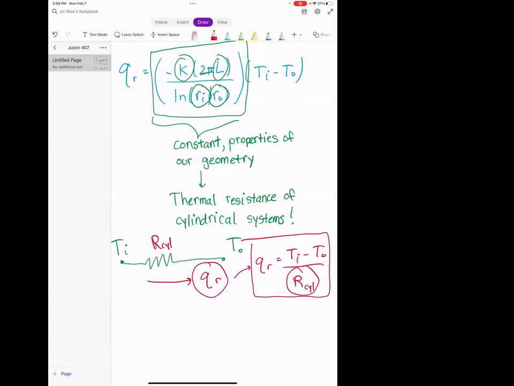If we connect these two concepts, our equation for R cylinder is going to be the inverse of this guy right here. We also have a negative out here, and so we have to apply that negative throughout. I'm going to use that negative to flip the sign of the logarithm. And so our formula for the thermal resistance of a cylinder is the natural logarithm of Ro divided by Ri, divided by 2 pi k L.